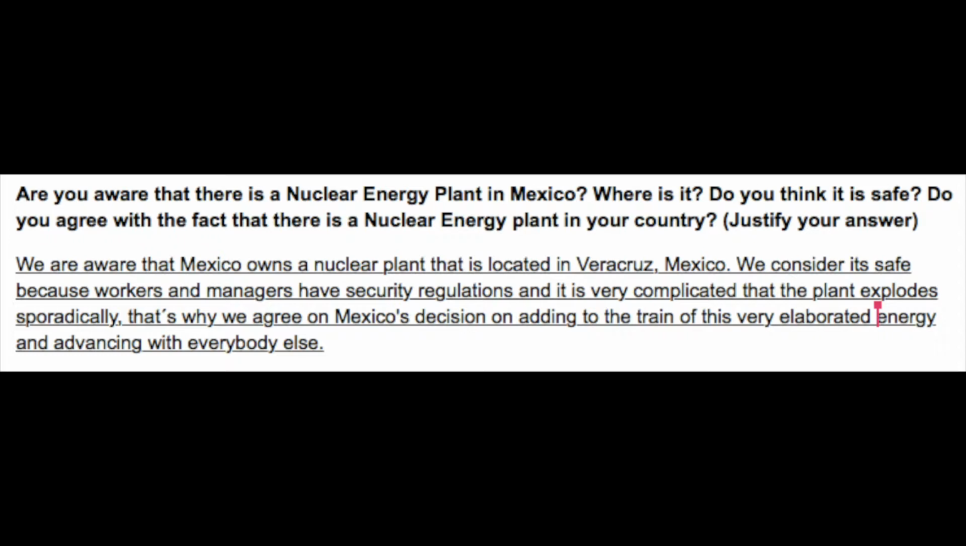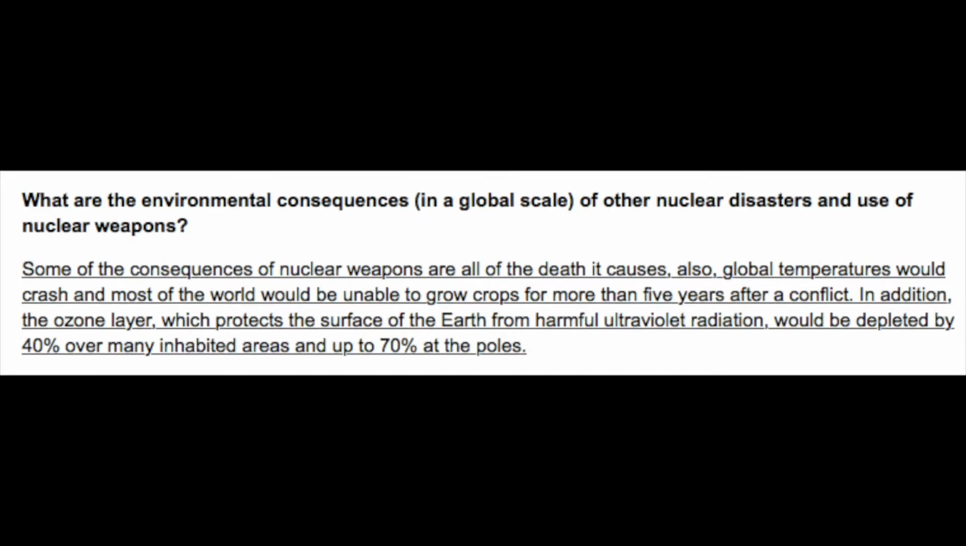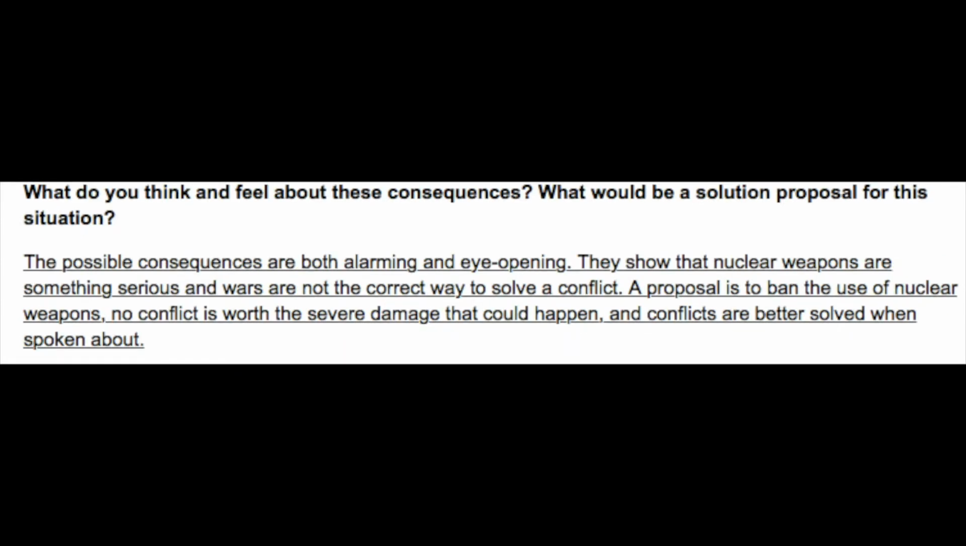Some of the consequences of nuclear weapons are all of the death they cause. Also, global temperatures would crash and most of the world would be unable to grow crops for more than 5 years after a conflict. In addition, the ozone layer, which protects the surface of the earth from harmful ultraviolet radiation, would be depleted by 40% over inhabited areas and up to 70% at the poles. The possible consequences are both alarming and eye-opening. They show that nuclear weapons are something serious and wars are not the correct way to solve a conflict.